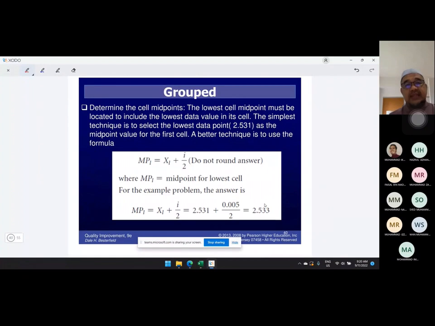Then we determine the midpoints. So we start with the lowest cell midpoint. Here, one way of doing the midpoint is the lowest value plus I divided by 2. Here the guideline is that we do not round the answer. So I is 0.005, the interval, divided by 2. This is the lowest value from our data. And then we get the lowest midpoint.